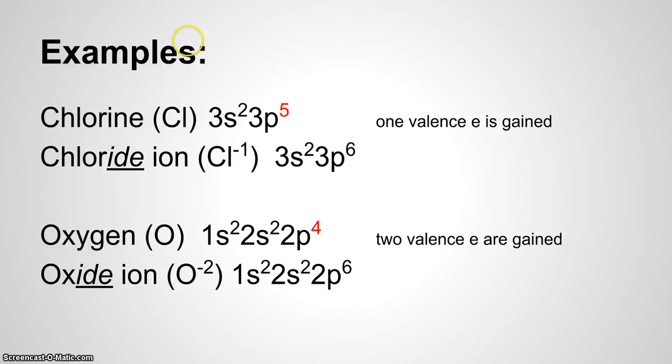For example, chlorine has the valence electron configuration 3s2, 3p5. It has 7 valence electrons, so it gains 1 to have 8, just like argon, and we change the ending of the name. So chlorine becomes a chloride ion with a -1 charge. Oxygen has 6 valence electrons, so it gains 2 to have 8. We change the ending, so oxygen gains 2 electrons and becomes an oxide ion with a -2 charge.